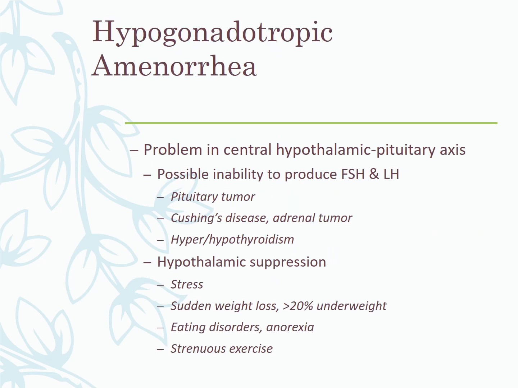So, hypogonadotropic amenorrhea, this is a problem that occurs in the central hypothalamic pituitary axis. It's a possible inability to produce FSH and LH. This could be related to a pituitary tumor, Cushing's disease, an adrenal tumor, hyper or hypothyroidism. You get hypothalamic suppression, and this could occur because of stress, sudden weight loss greater than 20% that are underweight, eating disorders such as anorexia, or strenuous exercises.